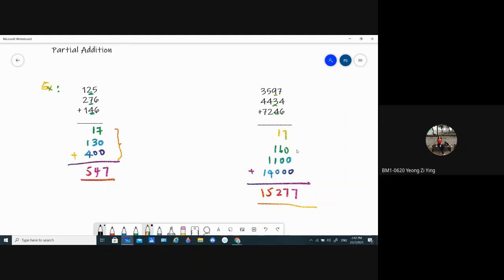So you see, how do we get 17? It is 7 plus 4 plus 6. How did we get 160? 90 plus 30 plus 40. 1,100 is 500 plus 400 plus 200. And the last number here is 3,000 plus 4,000 plus 7,000. Okay, so this is called partial addition. We add part by part according to the place value.